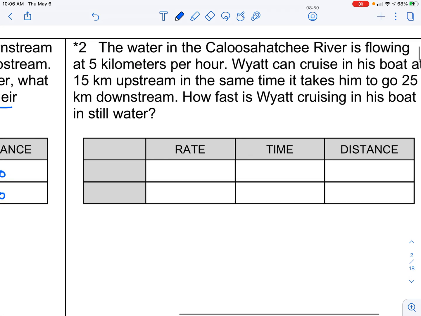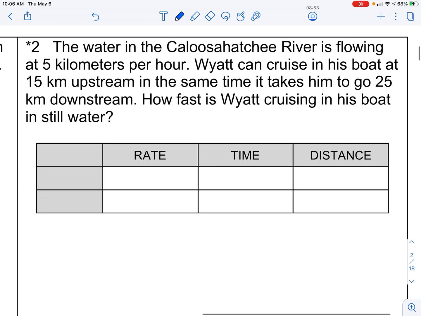The water in the Caloosahatchee River is flowing at 5 kilometers per hour. Wyatt can cruise in his boat 15 kilometers upstream in the same time it takes him to go 25 kilometers downstream. How fast is Wyatt cruising in his boat in still water? So how fast, we want to know. Okay, no, just one thing we need to find.